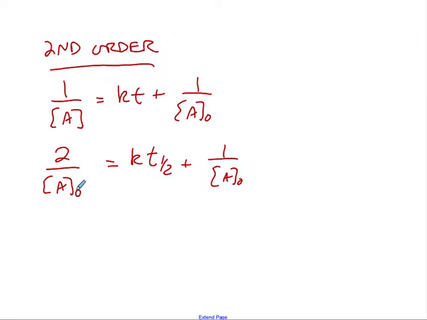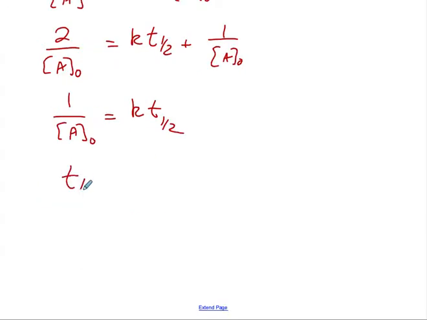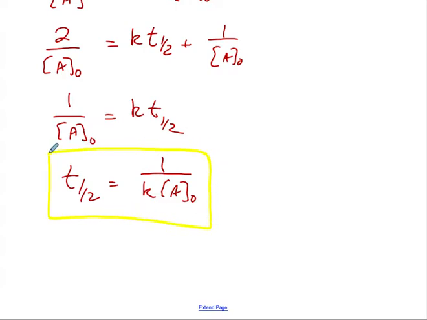So I'll now subtract 1 over the initial concentration from each side, and I get 1 over the initial concentration equals kT1/2, or T1/2 is equal to 1 over the rate constant times the initial concentration. So we see for a second order reaction, the half-life is inversely proportional to the initial concentration.